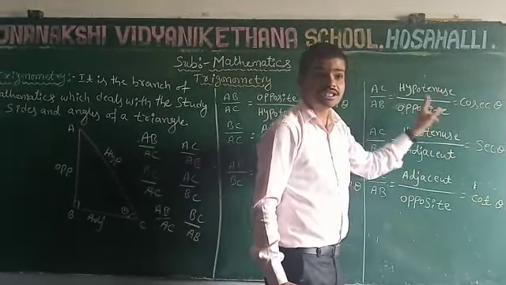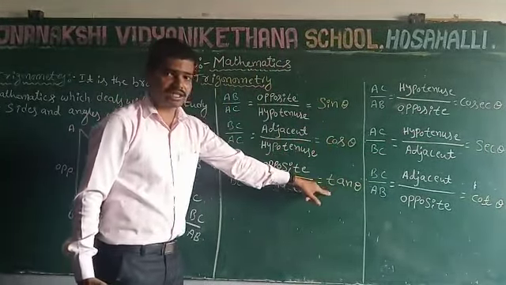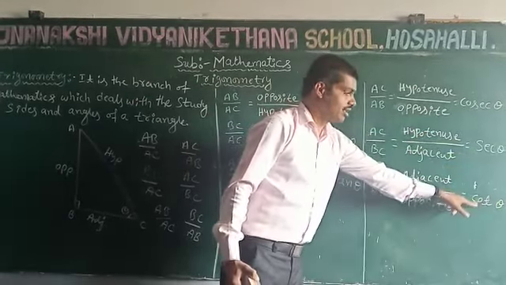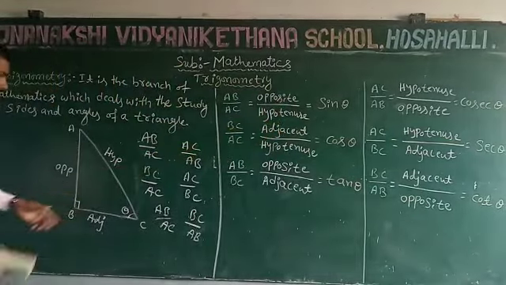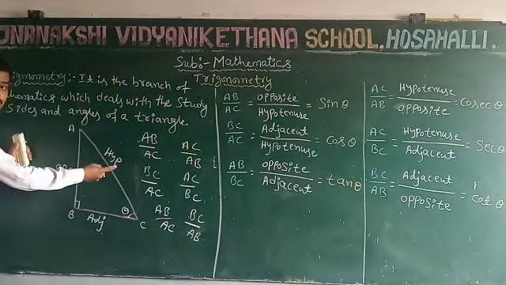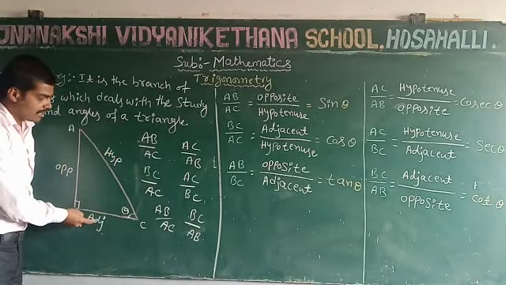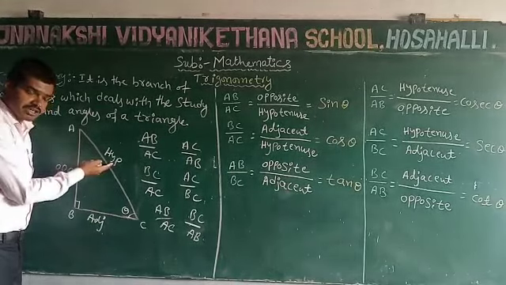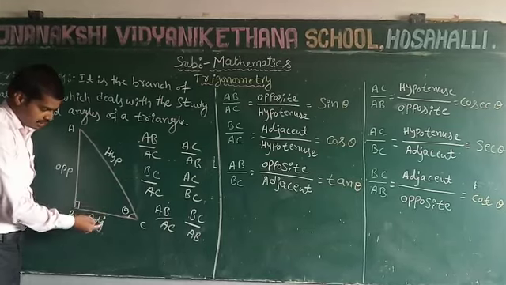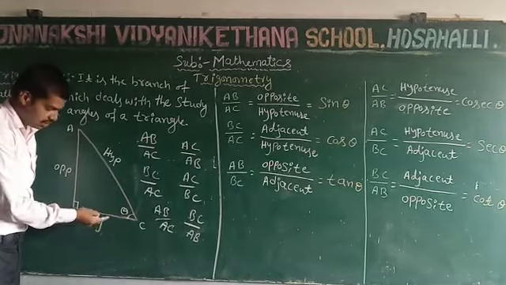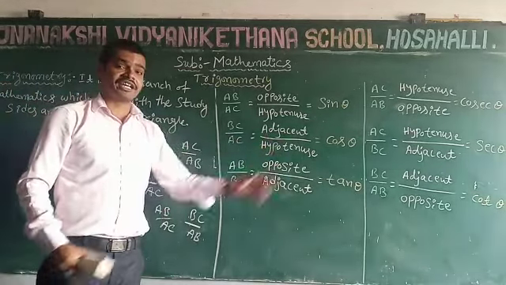These are the 6 trigonometric ratios of a triangle: sin theta, cos theta, tan theta, cosecant theta, secant theta, cot theta. Sin theta is opposite by hypotenuse. Cos theta, adjacent by hypotenuse. Tan theta, opposite divided by adjacent side. Cosecant theta, hypotenuse divided by opposite side. Secant theta, hypotenuse divided by adjacent side. Cot theta, adjacent divided by opposite side.